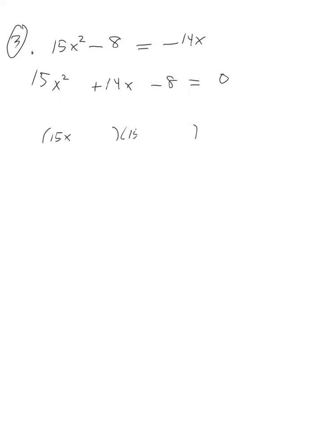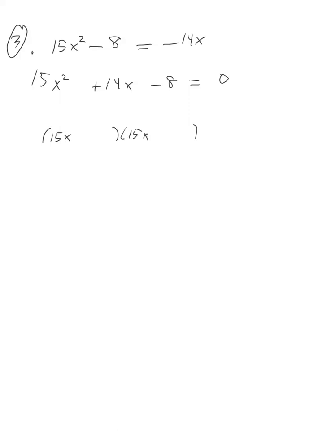This one says 15x squared minus 8 equals negative 14x. The first step is to write the negative 14x over on the left side. So then we'll get 15x squared plus 14x minus 8 equals 0. Now we're going to start factoring this. To factor it, we have to take off the square from the first term, but temporarily we're going to leave the rest of it. So we're going to write 15x and 15x.